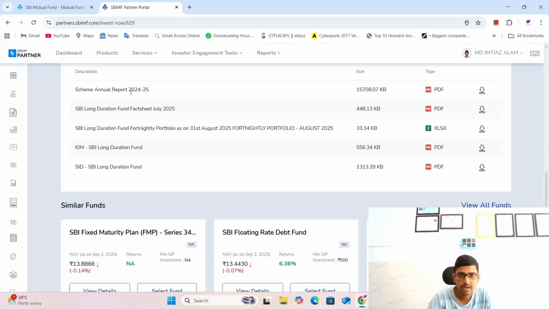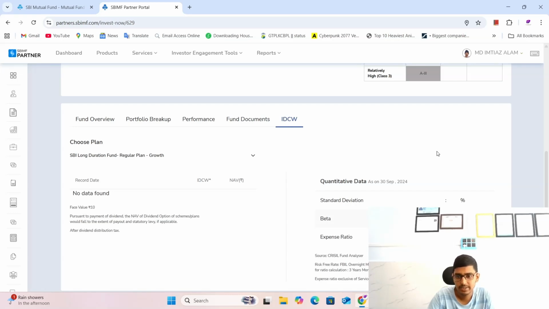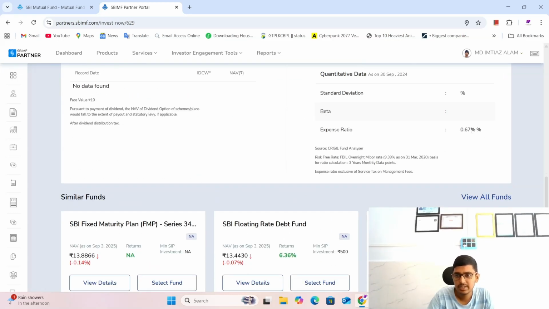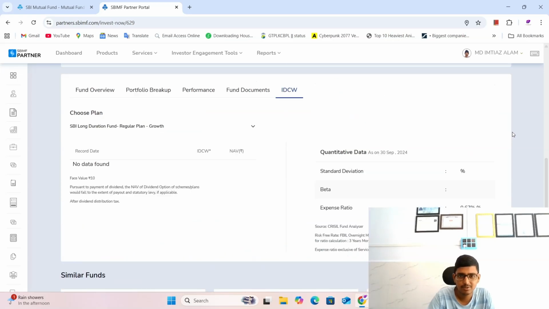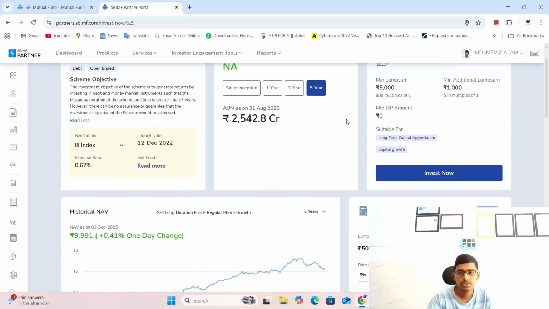And then we have other fund documents. I will give you the fund document in the description. If you need it, you could comment and I will give it there. The expense ratio of this fund is close to 0.67%, so not that much. It's good actually. So that was all about this fund.